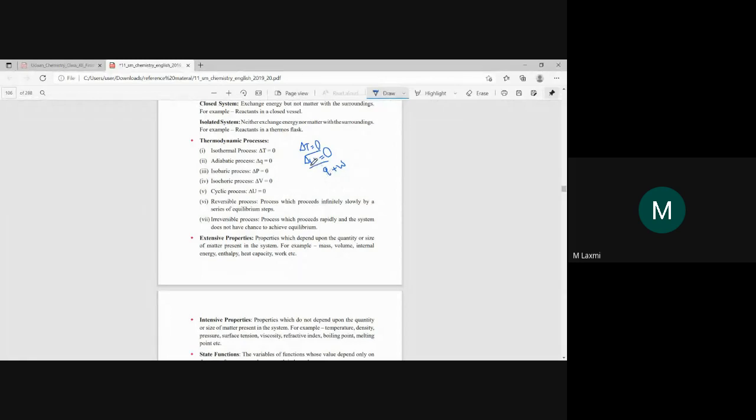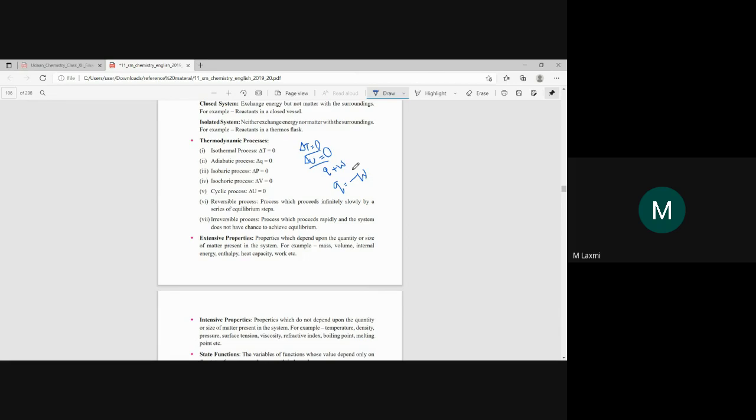So I'm saying delta U is equal to Q plus W. If delta U is equal to 0, then Q is equal to minus W. Now we need to see about the sign convention. I'll come one by one. For an isothermal process, delta T is 0, delta U is 0, and delta U is equal to Q plus W, so Q is equal to minus W.